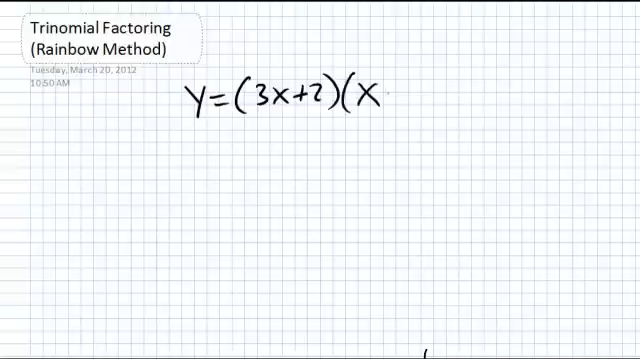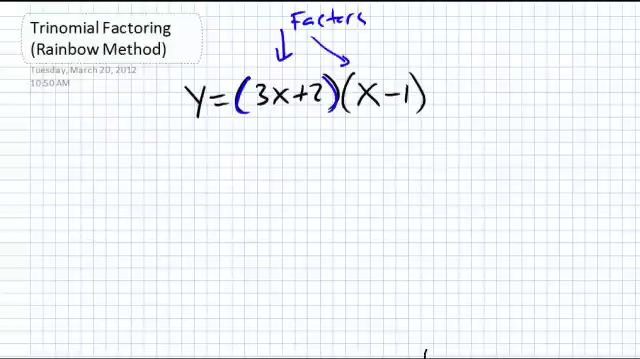Then we have our factors. So we could have a factor like 3x plus 2 times x minus 1. It's called factored form because here's our two factors. We have 3x plus 2, and we also have x minus 1. Again, this is called factored form.